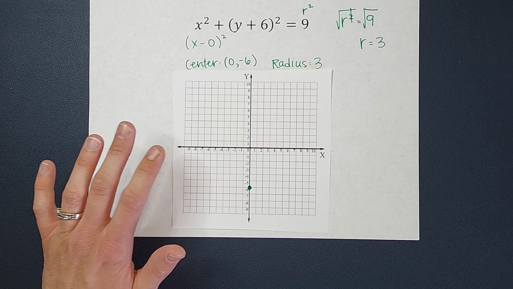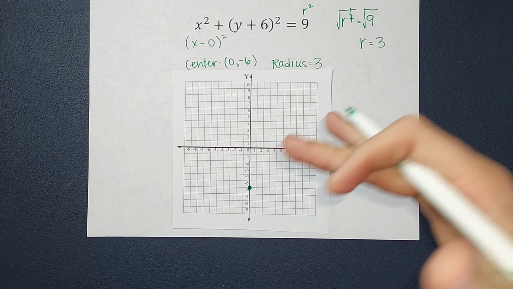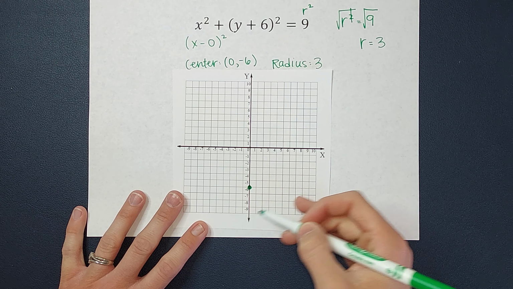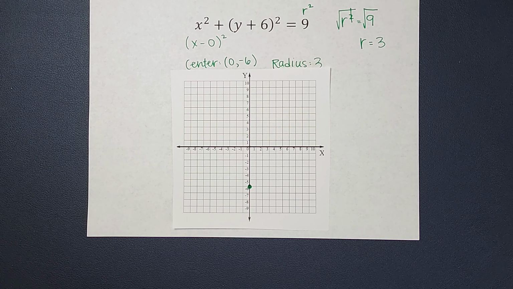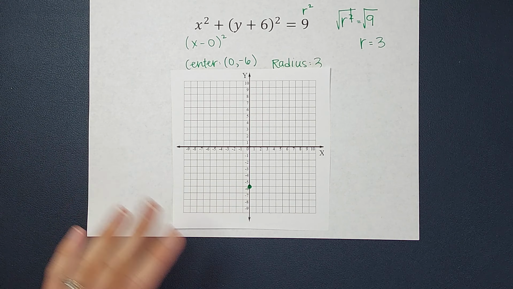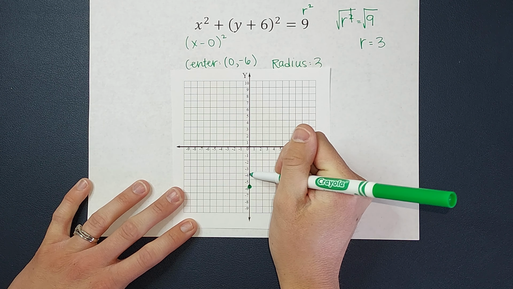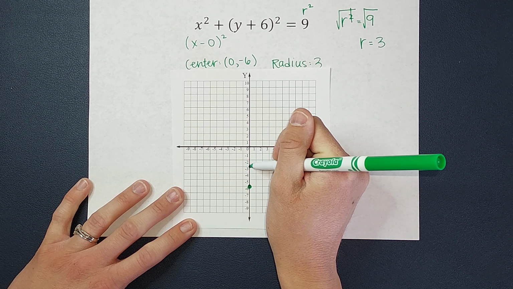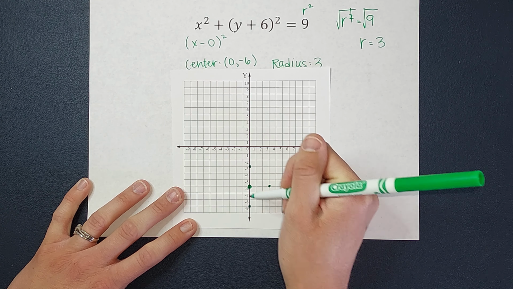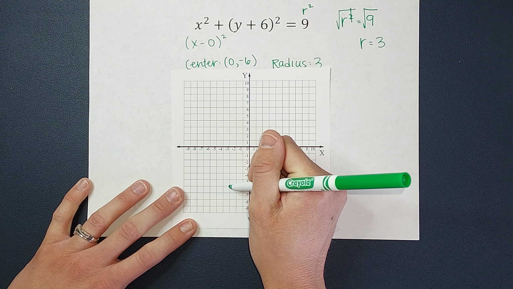Now the radius goes from the center of the circle to the edge of my circle, right? So it goes out 3 in every direction. The easiest way for us to represent that is to go up, down, right, and left 3, right? So from my center, I'm going to go up 3, to the right 3, down 3, and left 3.